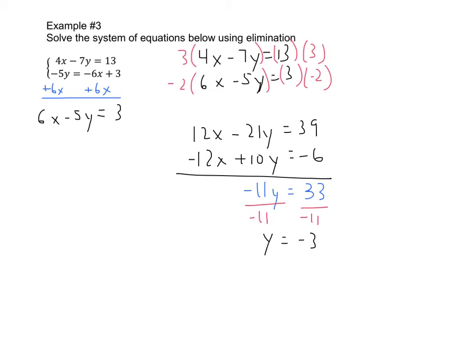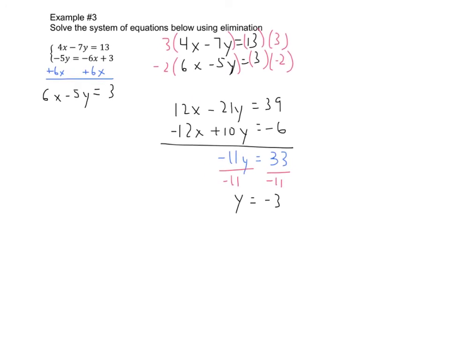Okay, not quite done yet. We need to get our x value. I'm going to go ahead and substitute this y value into one of our original equations. That's a good piece of advice: always substitute back into one of the original equations. Sorry about that. Let's try that again. Let's substitute that into, how about the first equation?